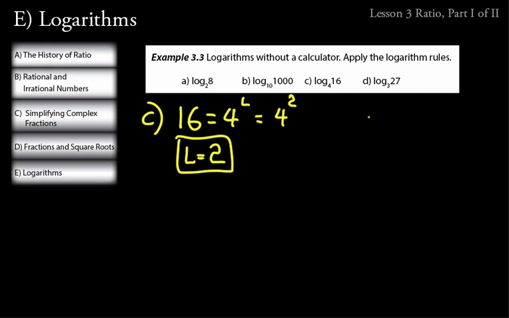And then D, 27, the argument, is equal to 3 to the L. Well, 3 cubed equals 27, right? So L is equal to 3 for that one.